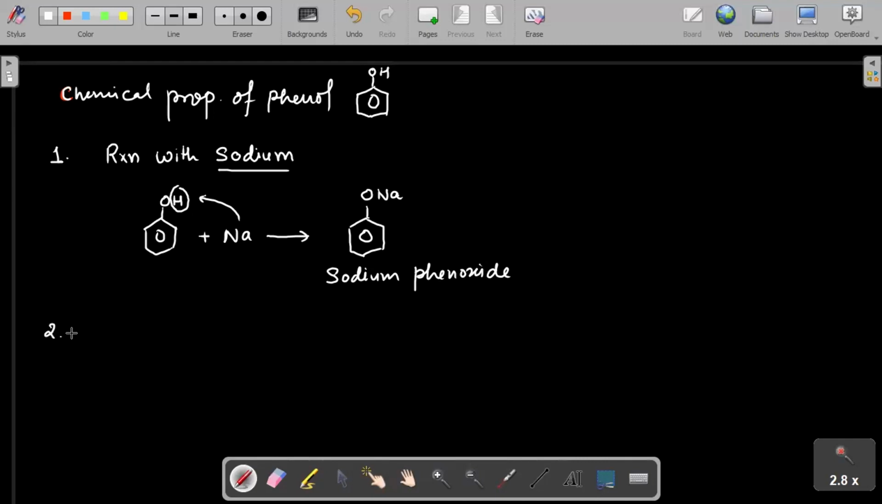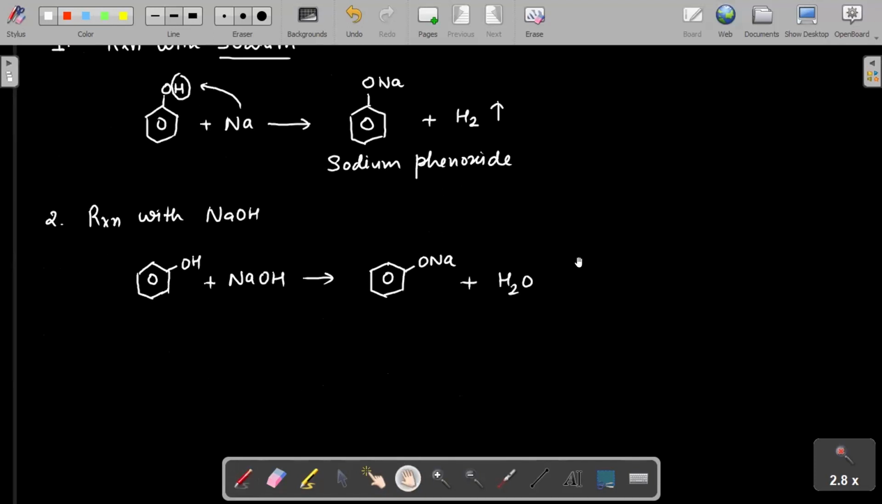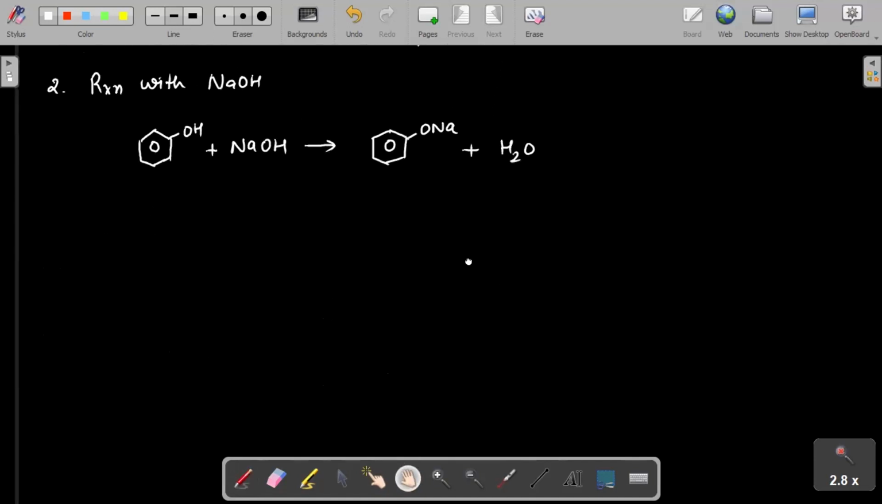Similar reaction we can get with NaOH. Again here the phenol reacts with NaOH. You can consider it as an acid-base reaction. Again the sodium phenoxide is formed here, plus H2O. In the previous reaction we had hydrogen gas released. So these are the two reactions where you can say that the phenol behaves as an acid.